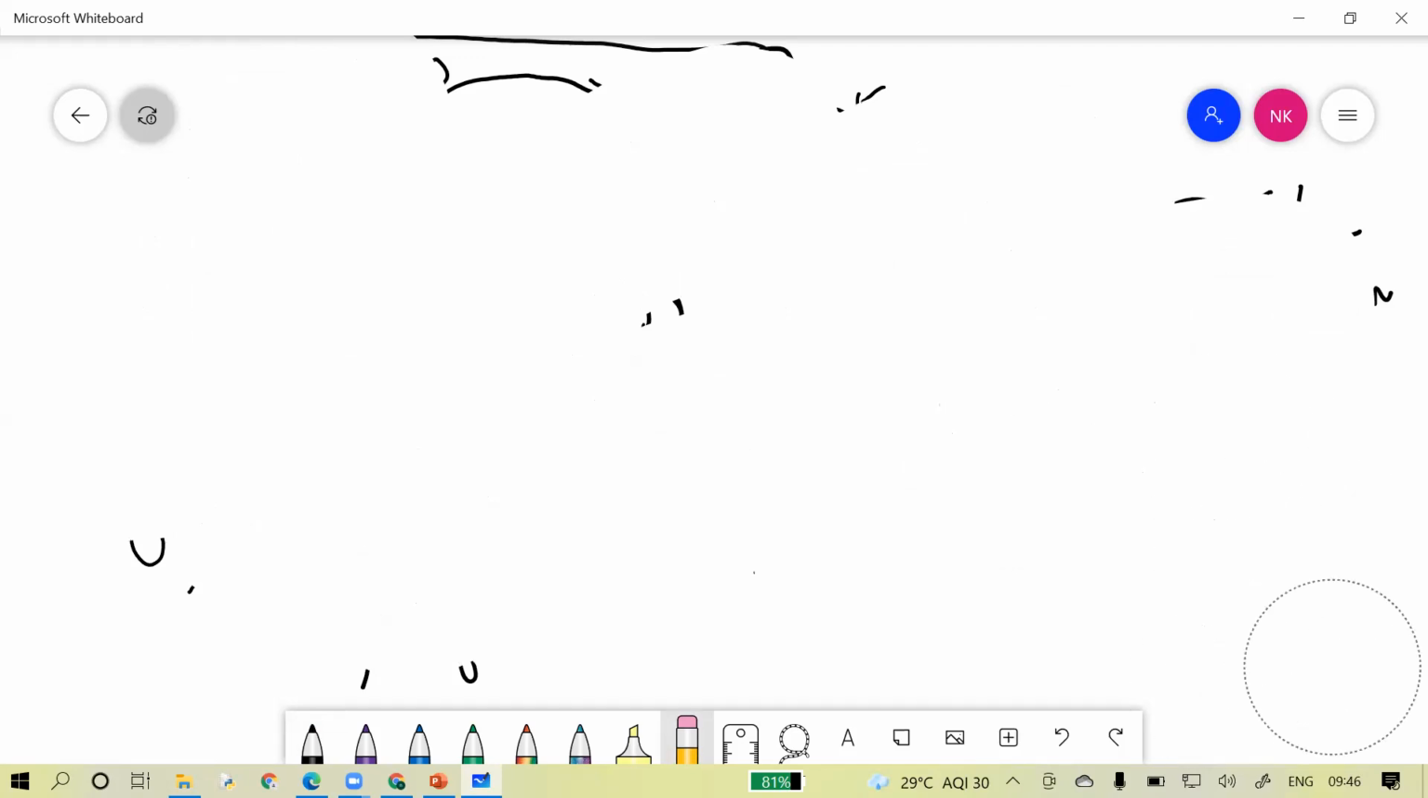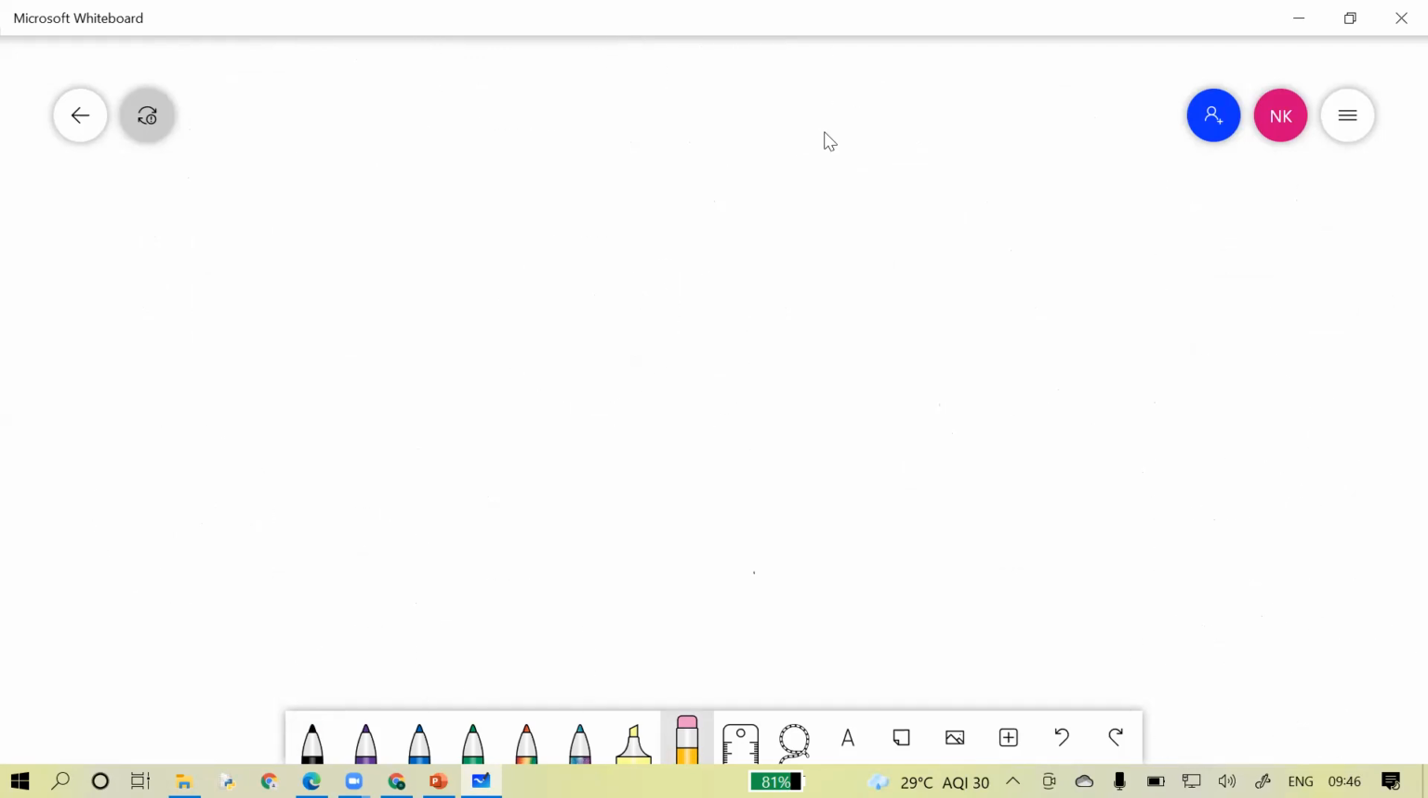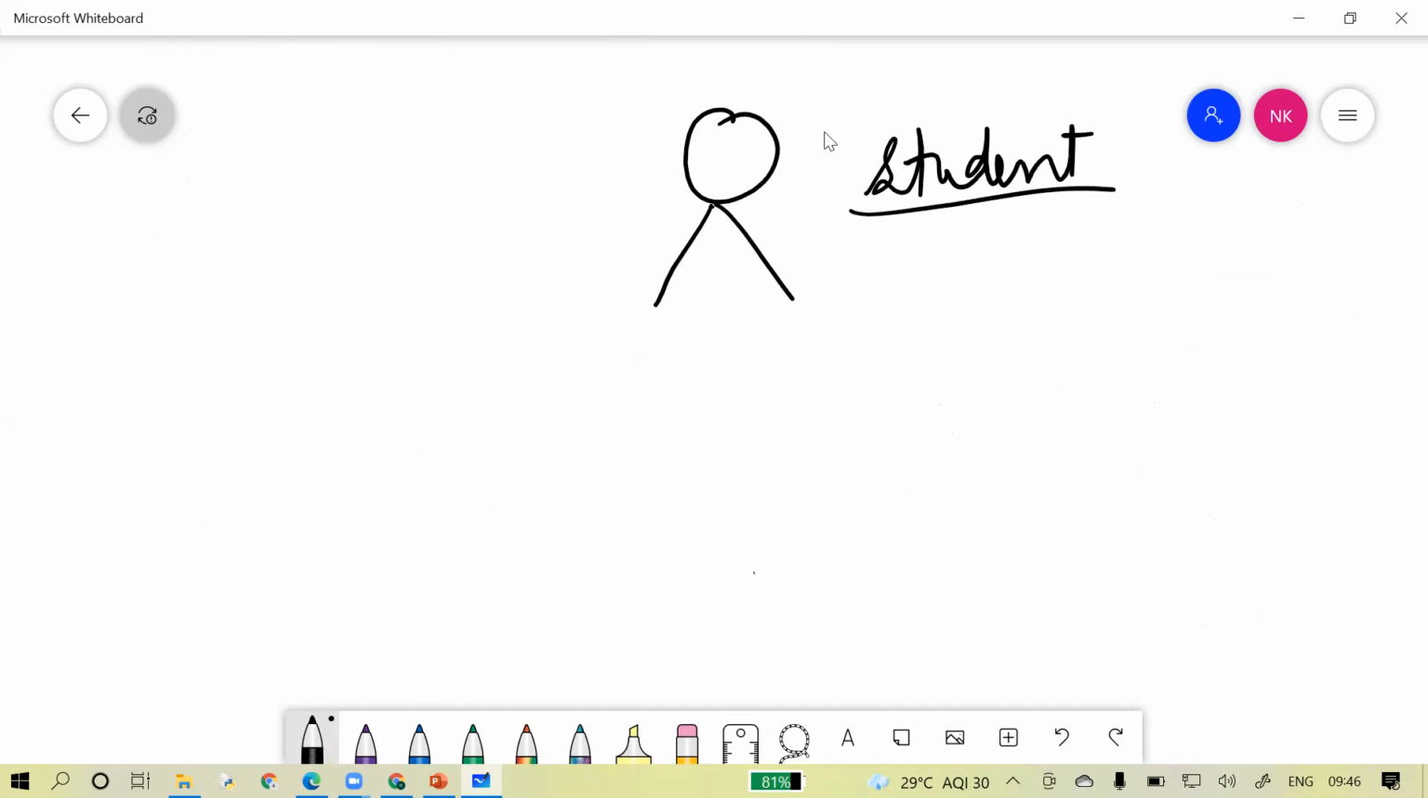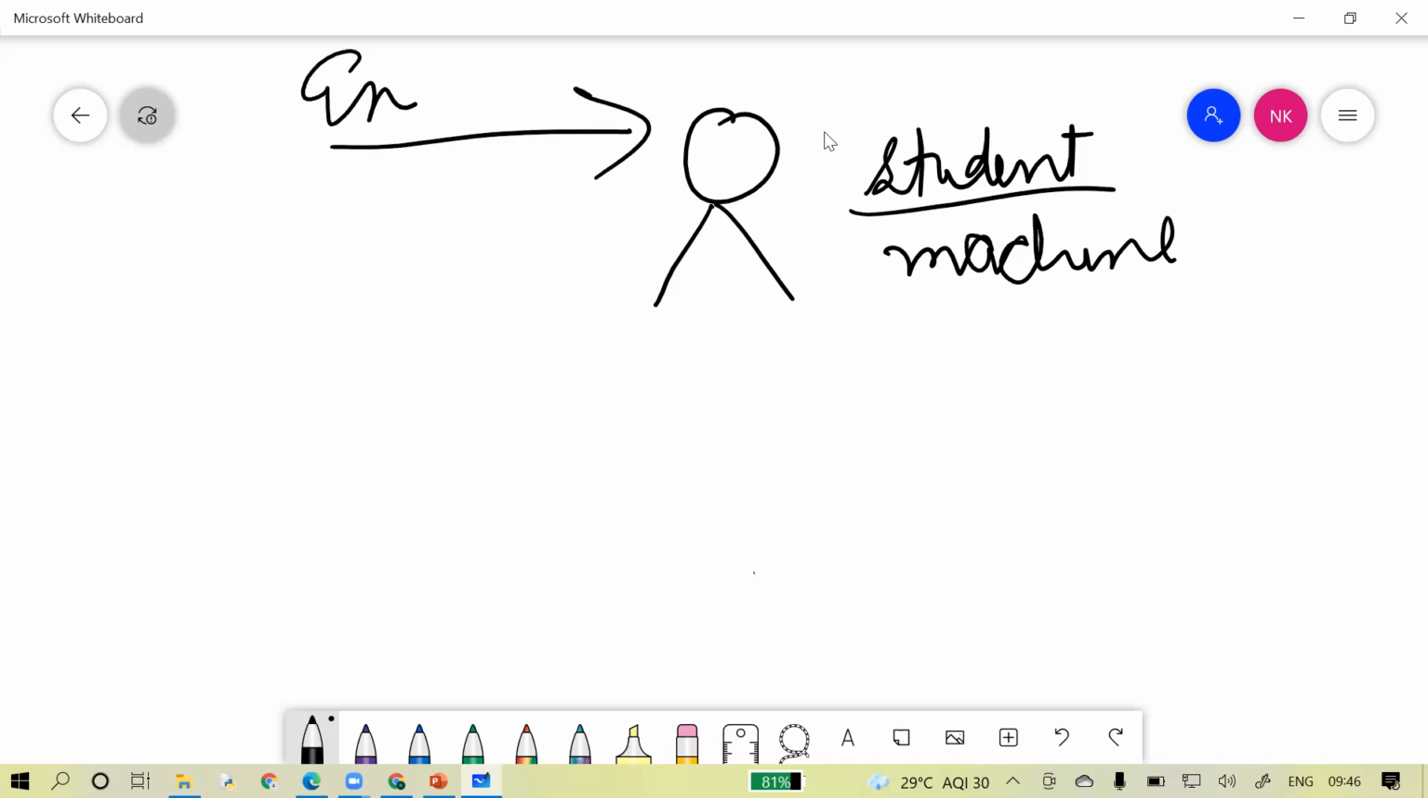Consider that there is a student who only understands English. You can consider that this student is a machine, like a finite automata. Now it understands only English. It means my commands to this student should be only of the type English.